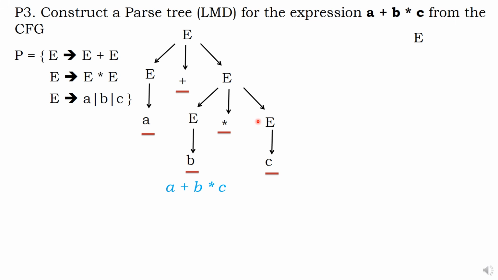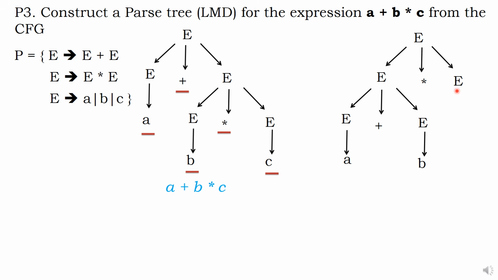Can I do the same by RMD? Yes, you can do. Or also I can start with E star E also. Okay, you can do. But they mentioned it is LMD. I am going to prefer LMD only, but I will start with E star E. LMD, this left side. E plus E. Done. Then E, E, E. LMD, this left side. A. Then this fellow, B. Then this fellow, C. Now also the answer is same.